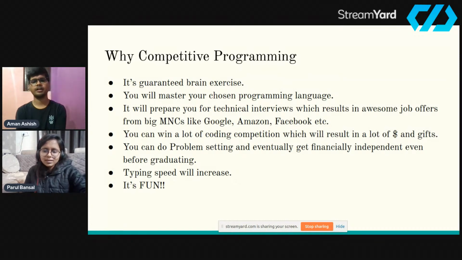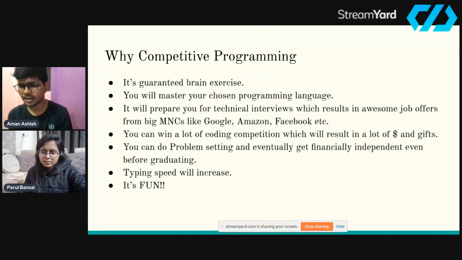Yes, exactly. If we move away from interviews too, there is the problem solving which competitive coding teaches you. Parul told what competitive coding is: you will be writing code to solve real world problems, and trust me, the level of problem solving which you will learn from competitive coding will be really unmatchable.